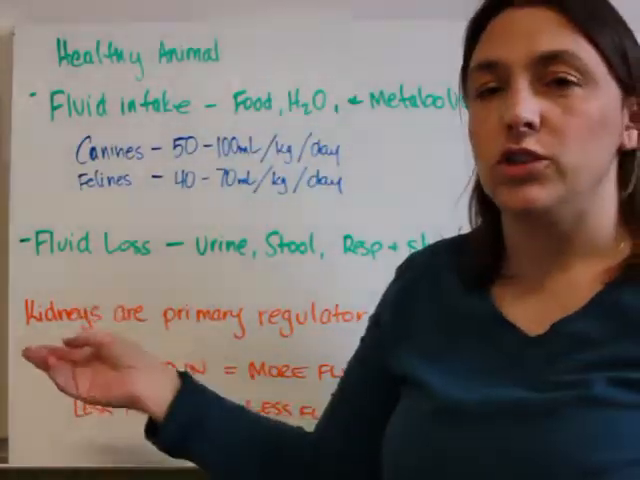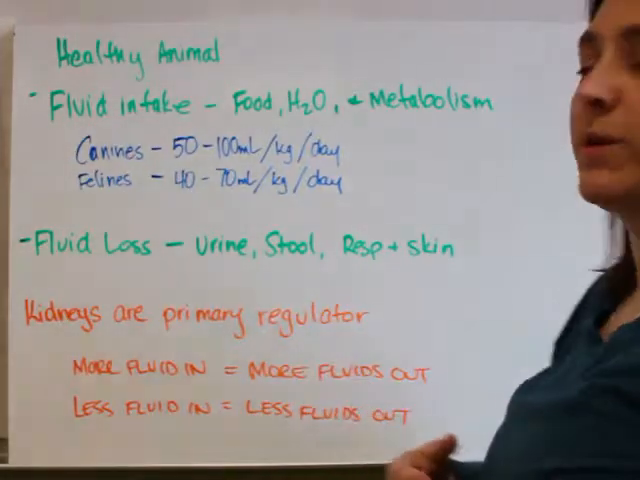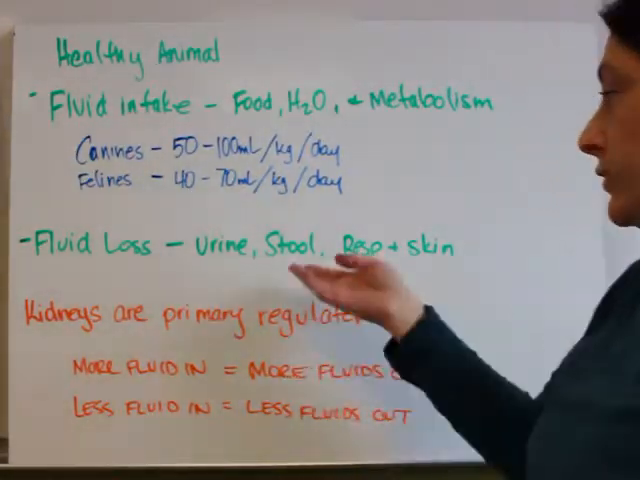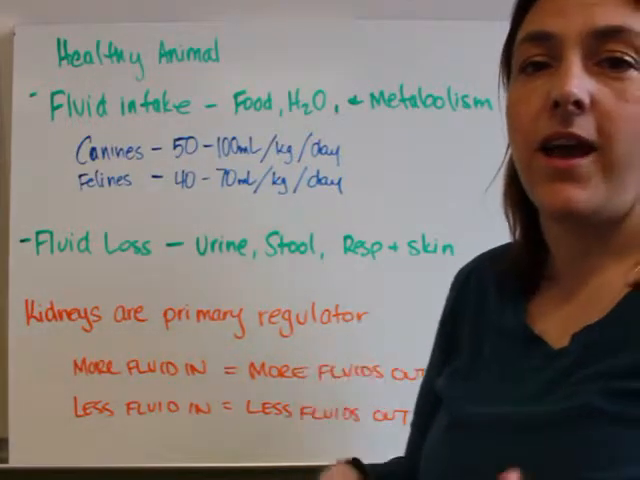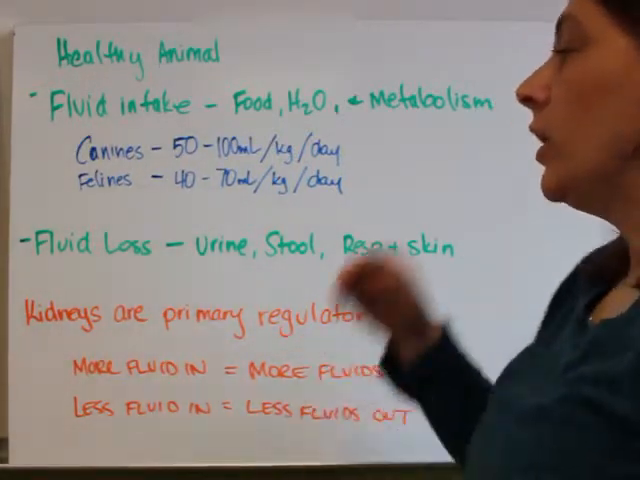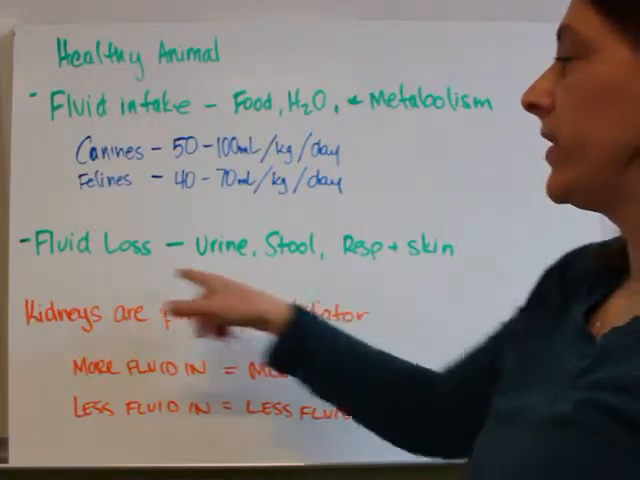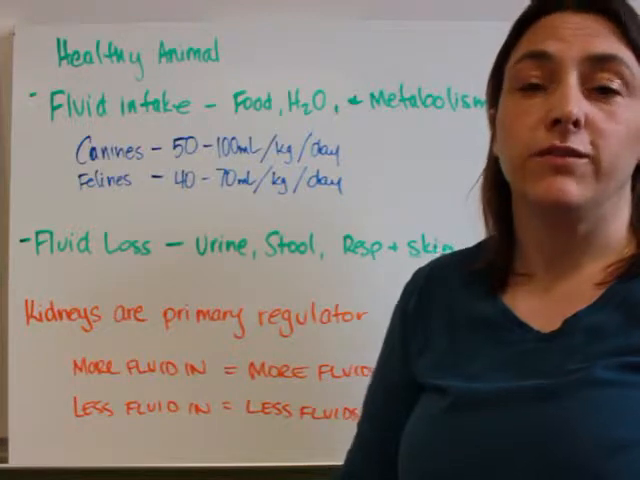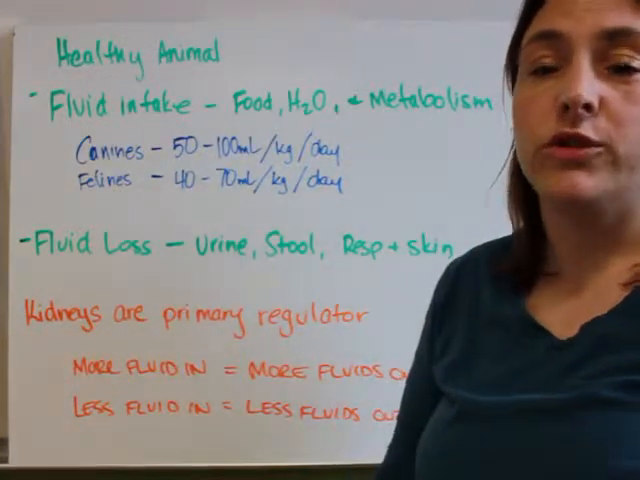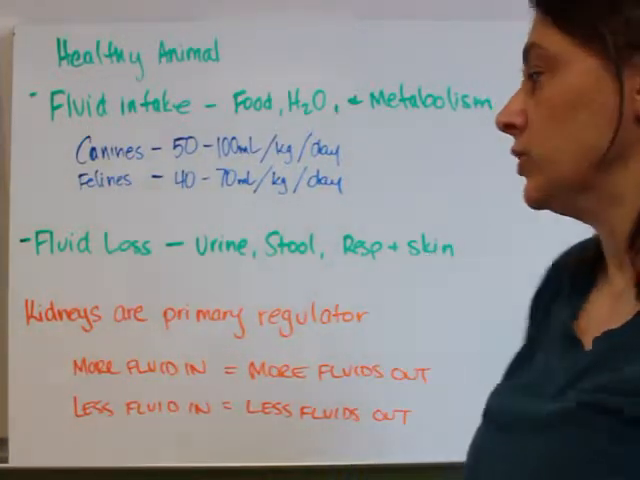Then we determine fluid loss, and fluid loss would be considered urine. We lose fluid in stool, and we also lose fluid through our skin and respiration. It's important to remember that fluid loss comes from stool, because if an animal has diarrhea, they're losing fluid that way, more so than they would if it was a regular normal stool.